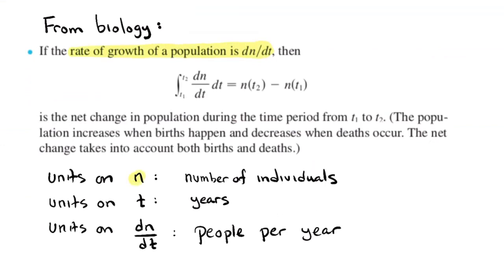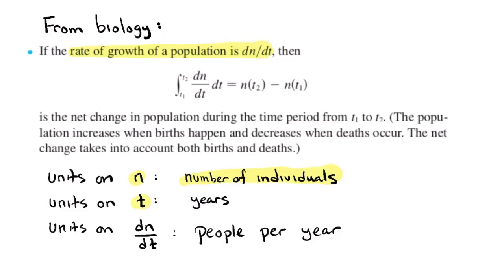So n is the output variable. It's a population. It would be measured in something like number of individuals. Typically for populations, those would be in units like millions of individuals, or if it's a large population, thousands of individuals. But here I'm just going to write number of individuals.